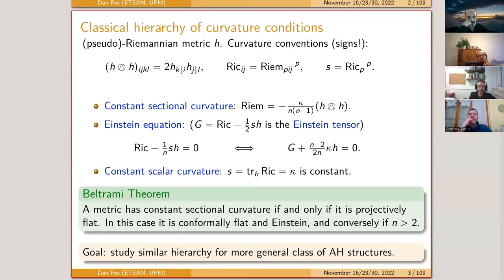And so this equation on the left is equivalent to saying the Einstein tensor is some multiple of the metric. One tends to interpret this multiple as a sort of cosmological constant. And again, it's a consequence of the differential Bianchi identities that this Einstein equation implies the constancy of the scalar curvature of this constant here. So when n is 2, of course, one has to say that's a special case, but I'm going to avoid that for the moment.